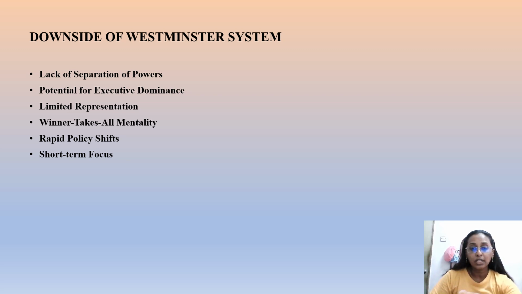Moreover, the potential for executive dominance: the concentration of power in the hands of the Prime Minister and the cabinet can lead to executive dominance. This dominance may diminish the effectiveness of parliamentary oversight and limit the ability of the legislature to hold the executive accountable.